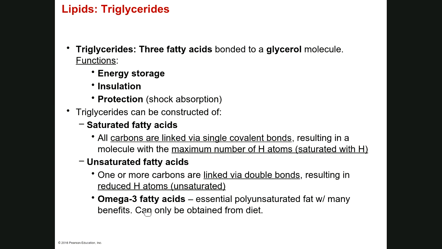It is associated with a lot of different benefits, especially in the brain. The neurons associated with nerve impulse conduction in the brain are going to be composed of this omega-3. So it's really good for the brain, for nerve impulse conduction and stuff like that in the brain.